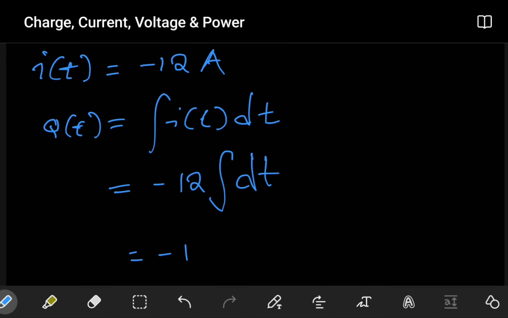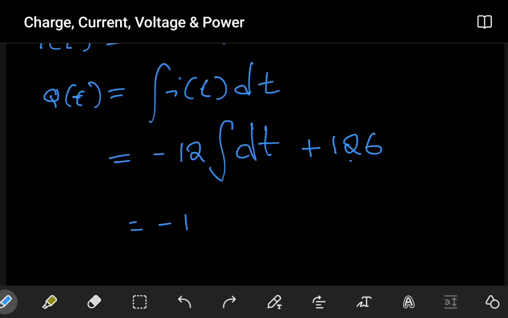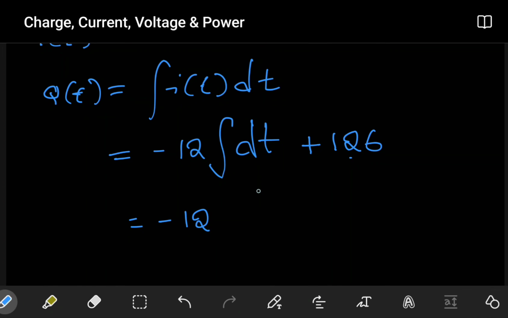Again, don't forget, it's a build-up. How much charge are we finding here? We are finding that 126, the one from the previous point. So from this point, how much will be added during this time frame? This is what we are looking at. So this is going to be minus 12, and then the integral here, of course, is just going to be a t.